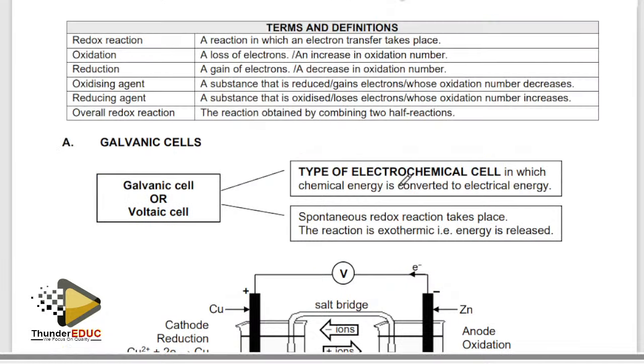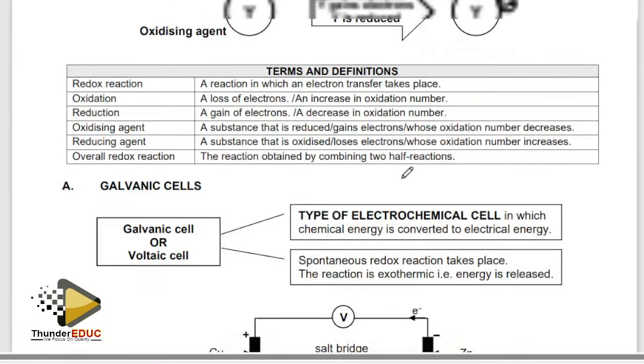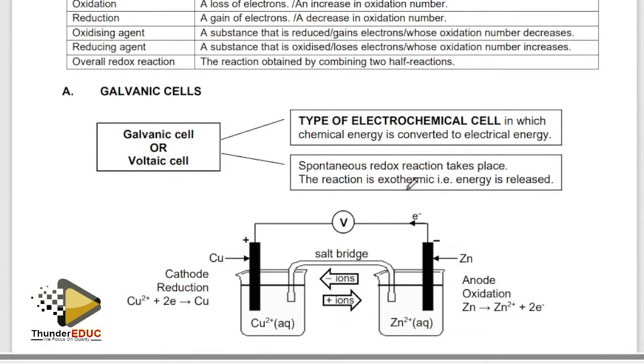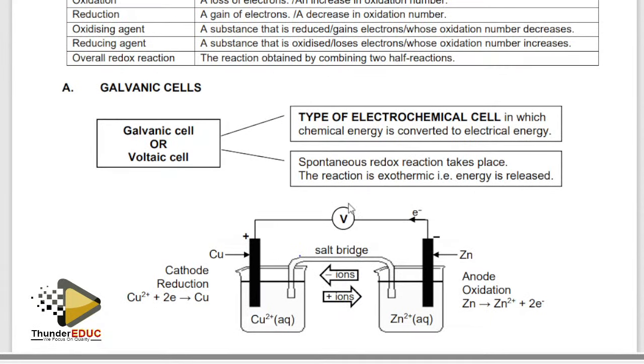So here, you need to know what a galvanic cell is and what an electrolytic cell is. When you just look at the diagram, if you find out that it has no external battery, then automatically it is a galvanic cell. It has a salt bridge. What is the function of the salt bridge?